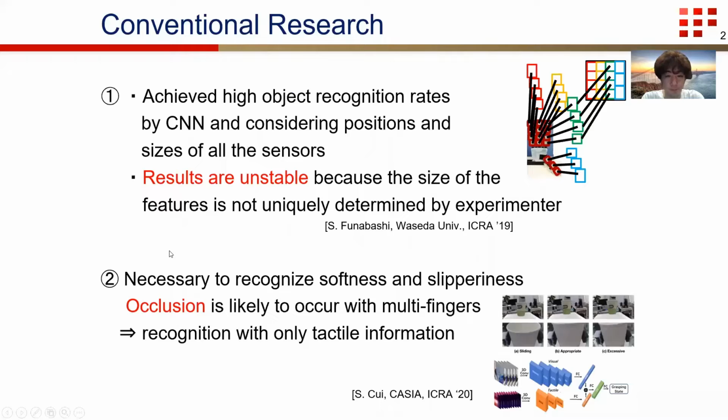Also, we need to think about recognizing the object properties, like softness and slipperiness, so that the robot hand can manipulate a variety of objects. But when it comes to a multi-fingered hand, occlusion usually happens, so we still need to focus on the tactile information.